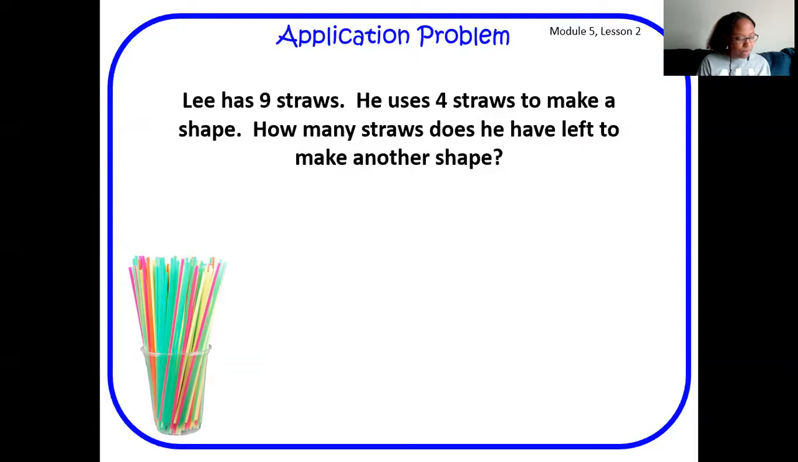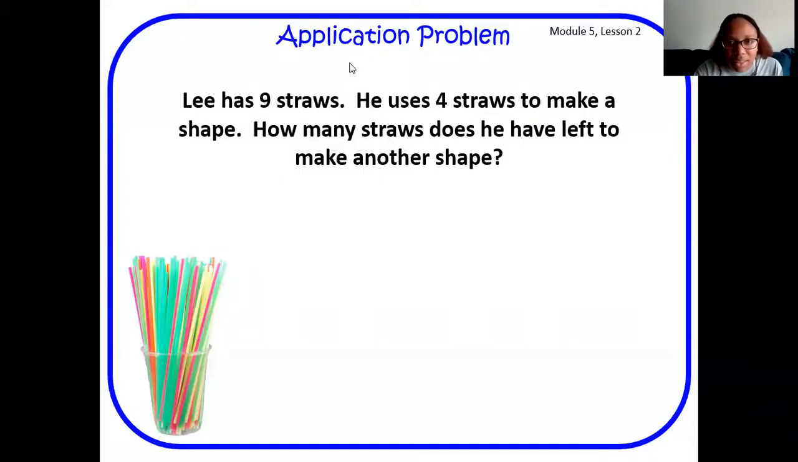Now for this one, we want to use our CUBES strategy. So remember, when we use our CUBES strategy, the C in CUBES means we are going to circle our key numbers. We're going to circle our key numbers. Sorry, let me share my screen again. I accidentally clicked out of it.